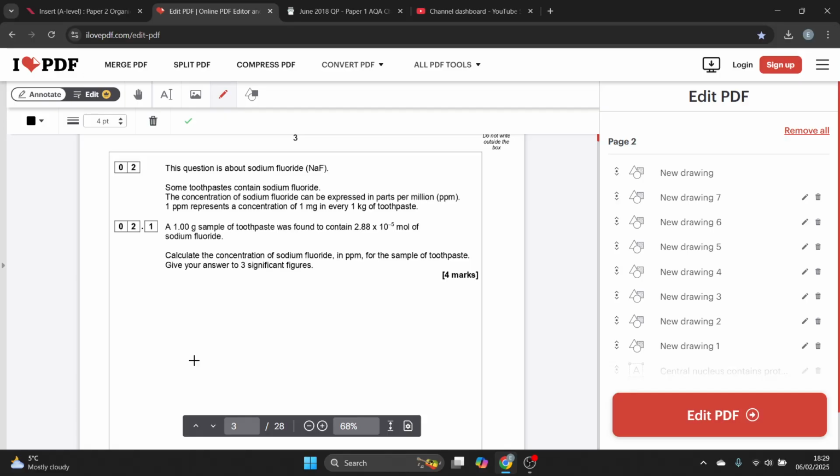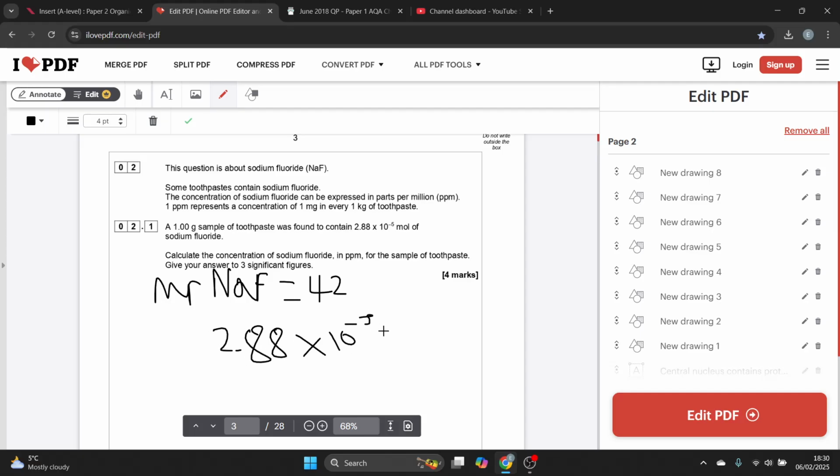So what I would do first is, what is the MR of sodium fluoride? 42. Therefore, the mass, moles is mass over MR. Mass is going to be the moles times by the MR, and that's in a 1 gram sample. But I don't care about that.